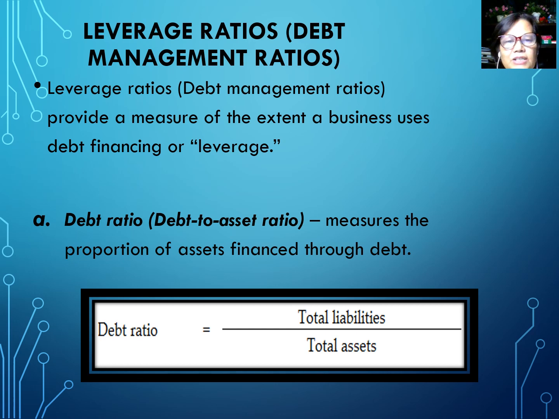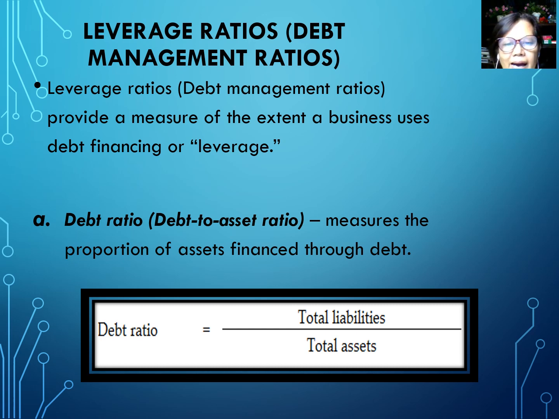Then, let's go to the leverage ratio or debt management ratios. And this is the formula that will provide a measure of the extent a business uses debt financing or leverage. Letter A, debt ratio or debt to asset ratio. This measures the proportion of assets financed through debts. And the formula is debt ratio is equal to total liabilities over total assets.